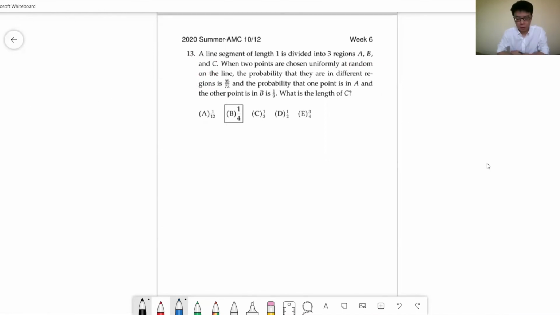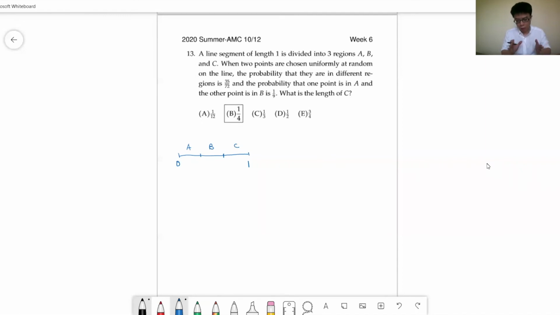It's a probability problem. So we have a line segment of length 1. So let me draw a line segment, length 1, and okay, 0, 1 here. We choose 2 points randomly, right? And okay, this line is divided into 3 regions, A, B, C. Let me first mark these regions. First region A, the second region B, third region C.